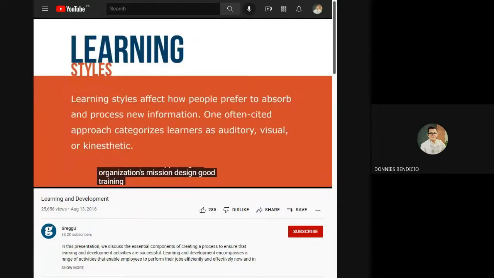To design good training, we need to understand that people have different learning styles. Learning styles affect how people absorb and process information. There are a number of ways to categorize styles. Often cited approaches categorize learners as auditory, visual, or kinesthetic. This is known as the VAK model.